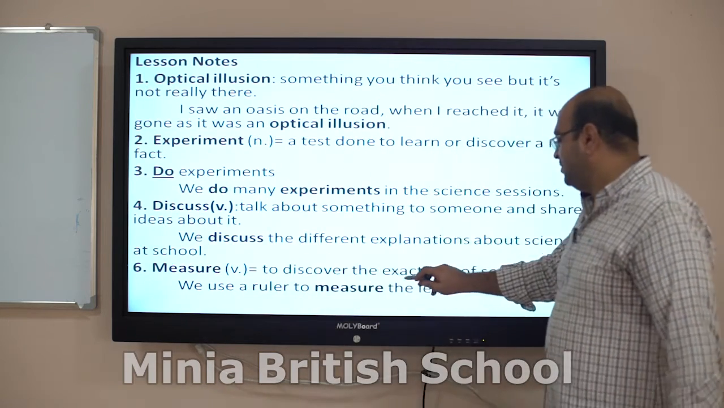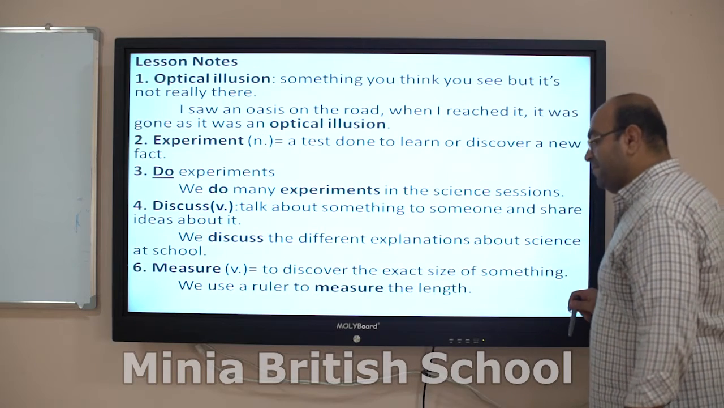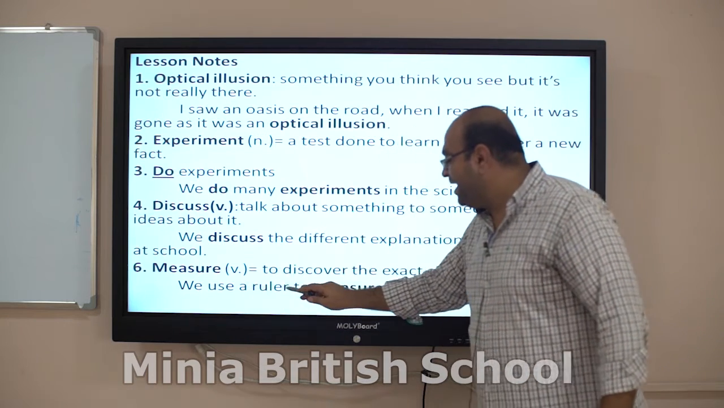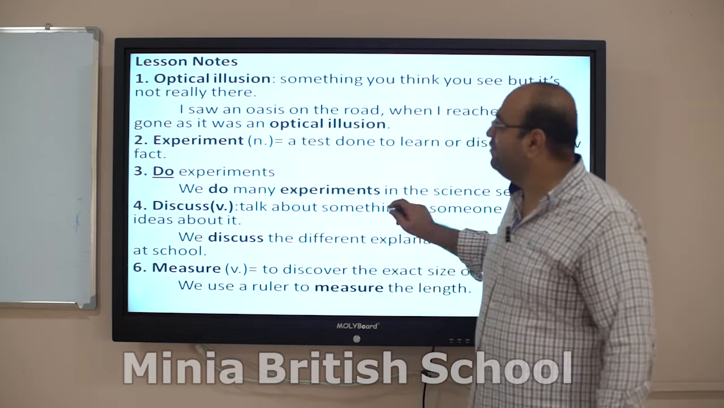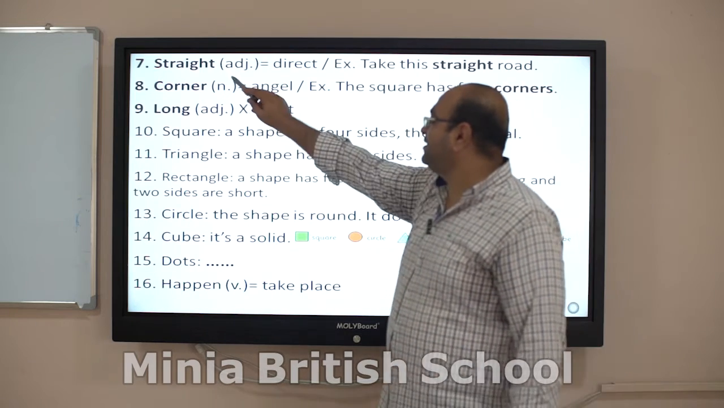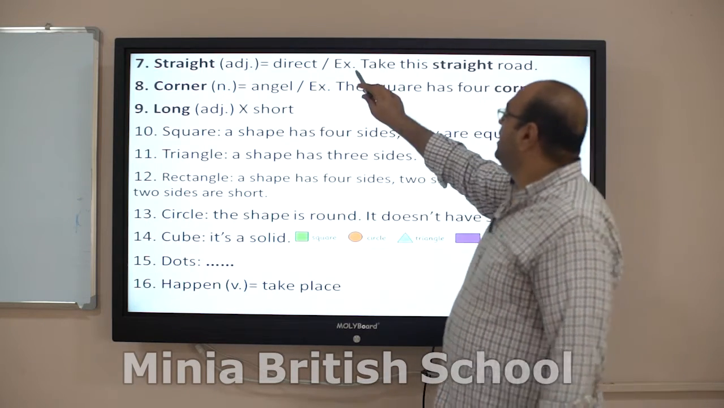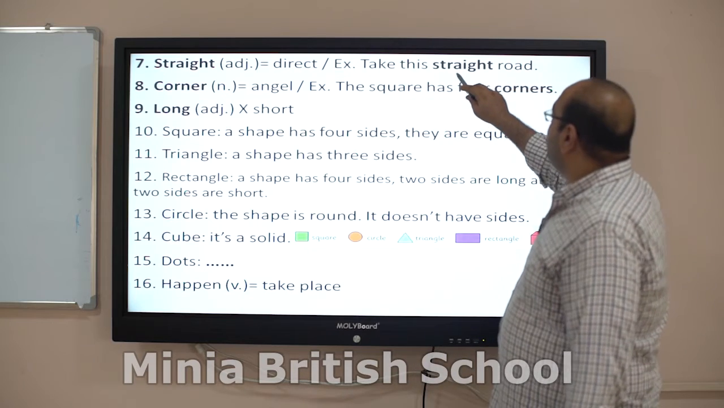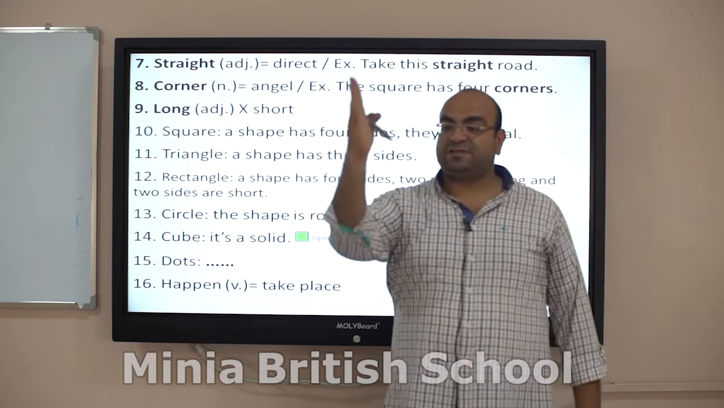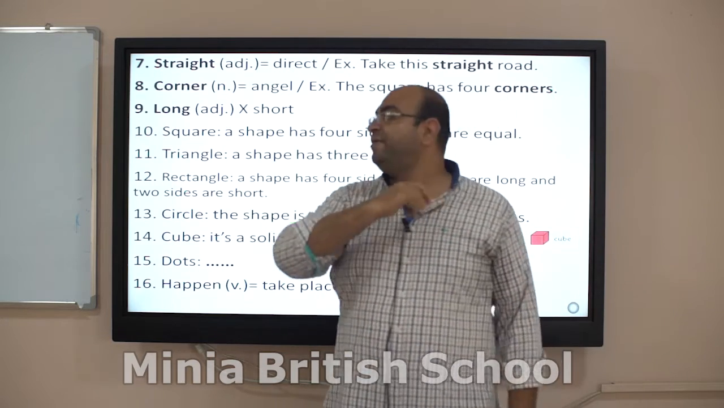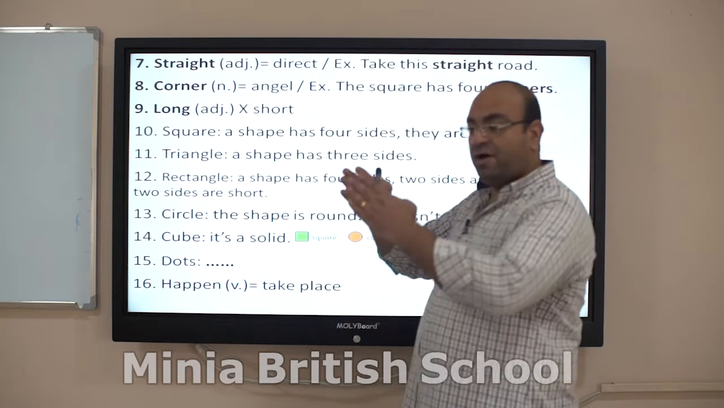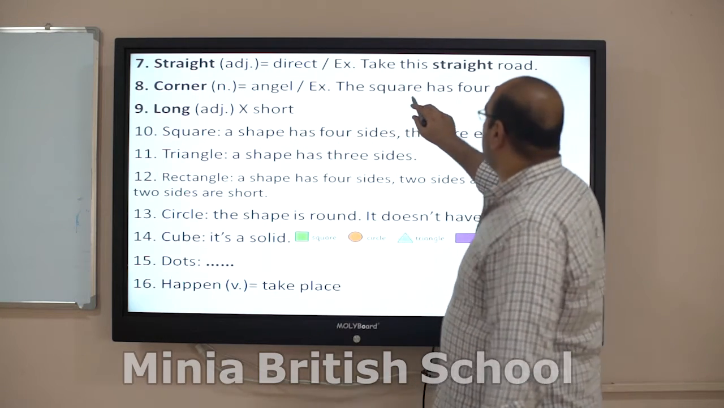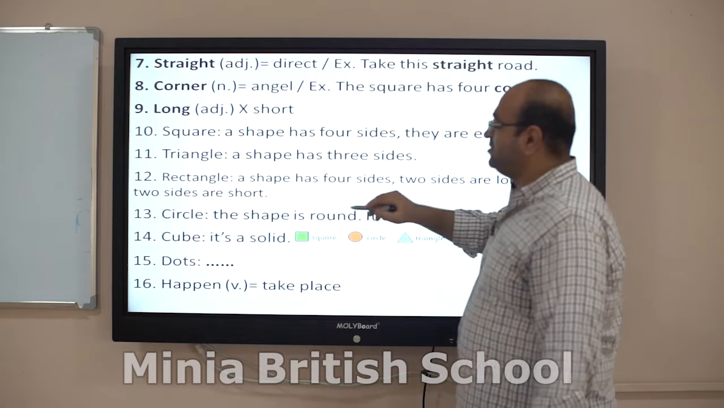Measure. To discover the exact size of something, we use a ruler to measure the length. That's measure. Straight, direct. Like when you take this straight road, straight means direct, not any curve. Corner, that's an angle made by 2 sides. The square has 4 corners.